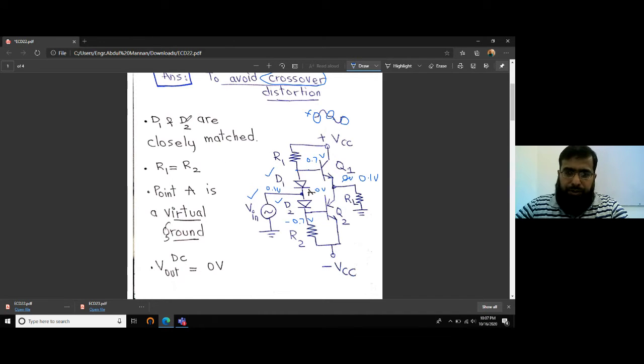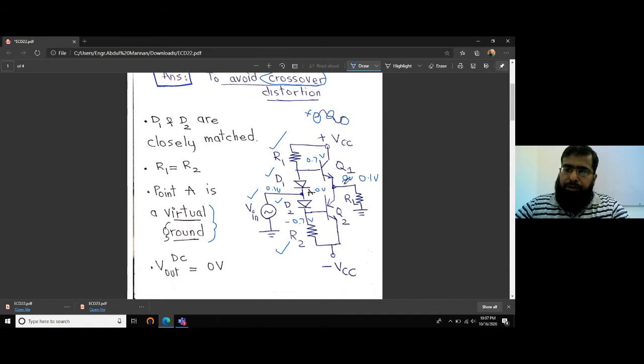D1 and D2 are closely matched. These resistors R1 and R2 are always equal, and point A is at a virtual ground. What does this mean? A virtual ground. Virtual ground means this is the point which has a voltage of 0 volts, but it is not actually connected to ground. So how would we obtain this virtual ground?